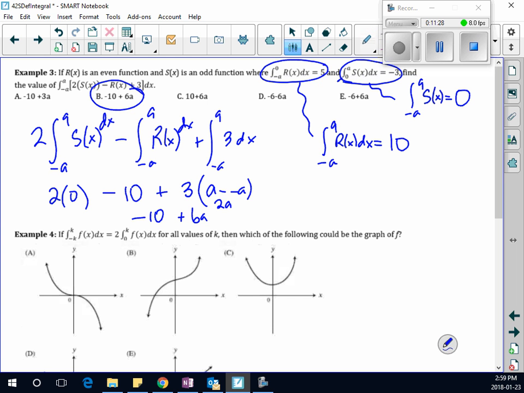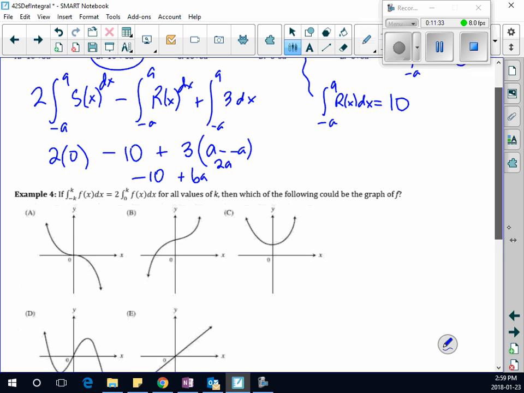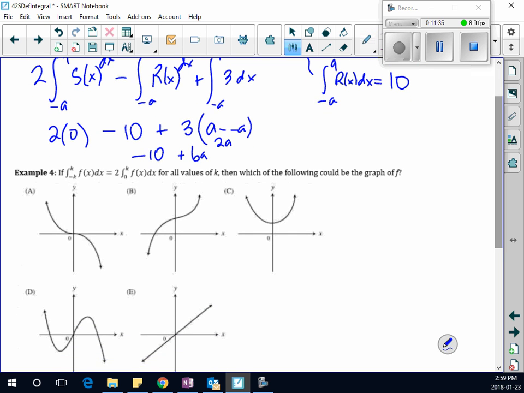Okay, and now for my last one. See, I told you I could do this. Okay, if the integral from -k to k of f of x equals 2 times the integral from 0 to k, what does that mean when they state this? It's a what function? Even function. So you've got to look for an even function here. There's only one there. Yeah? C. Thank you.